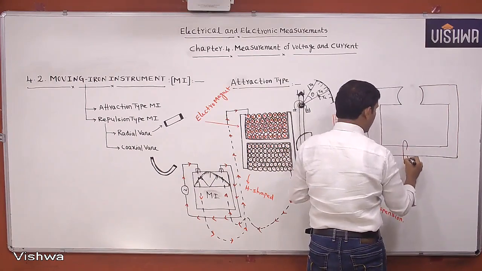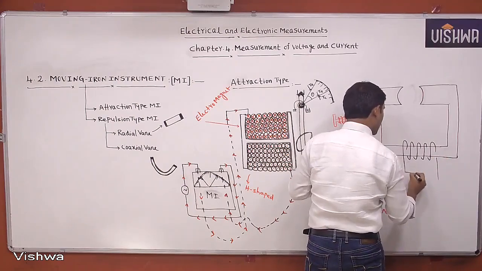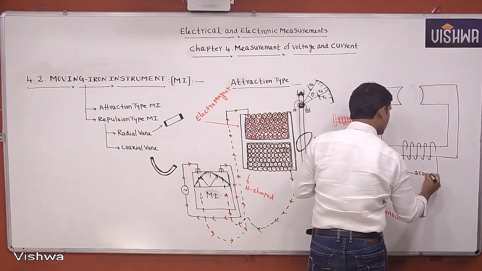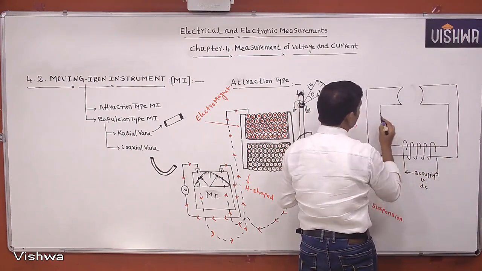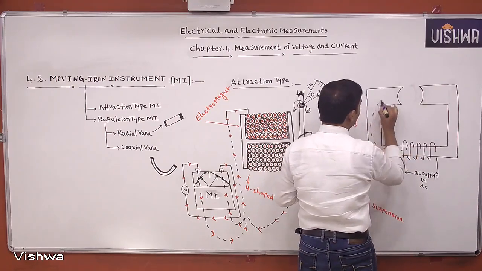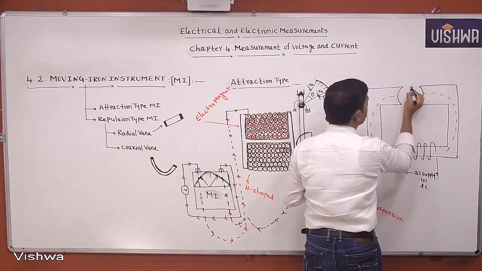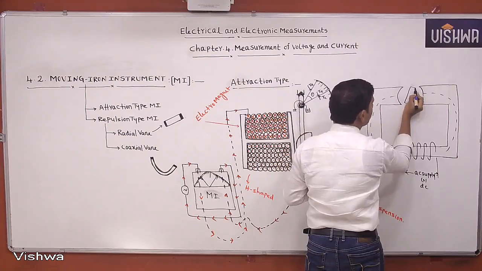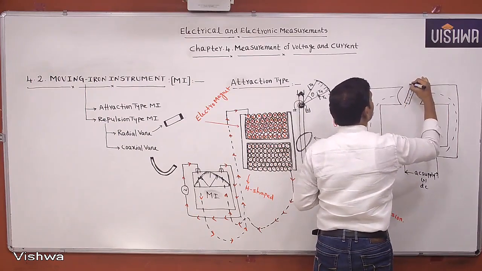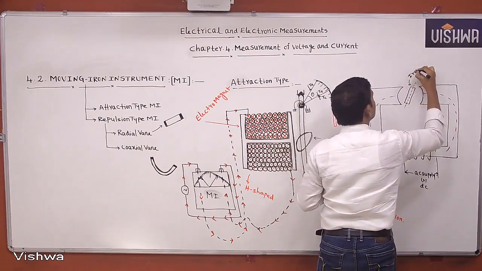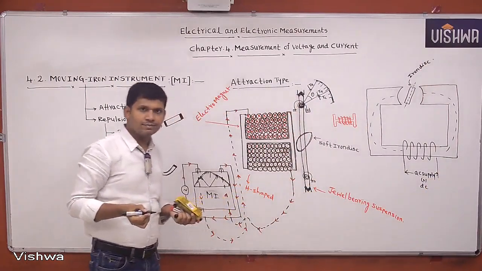Here we are placing the coil. Here we are giving AC supply or DC supply. It is used for both AC and DC. Then flux is produced. In this magnetic field, we are placing one iron disc. This is the iron disc, a soft iron disc. We also represent it like this.